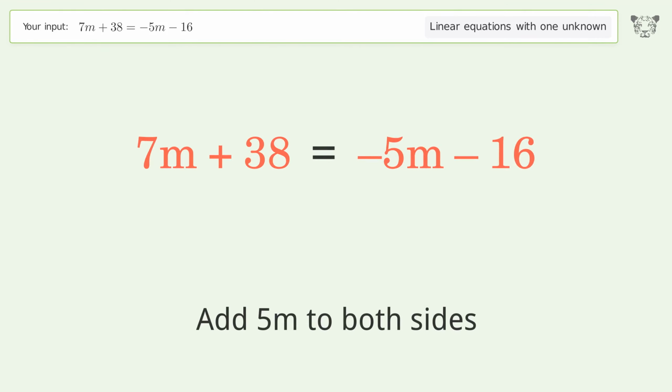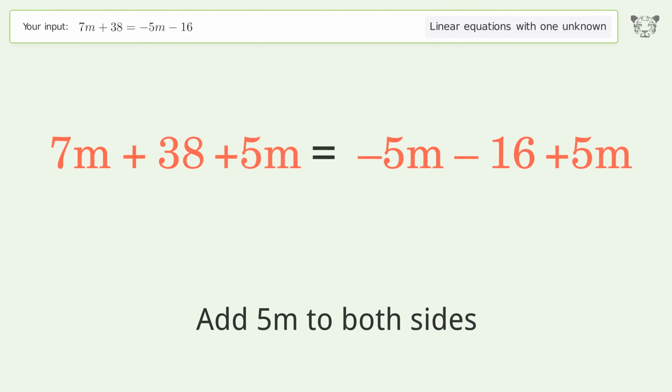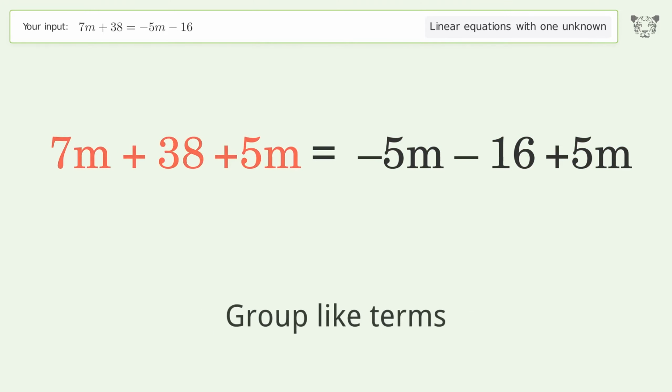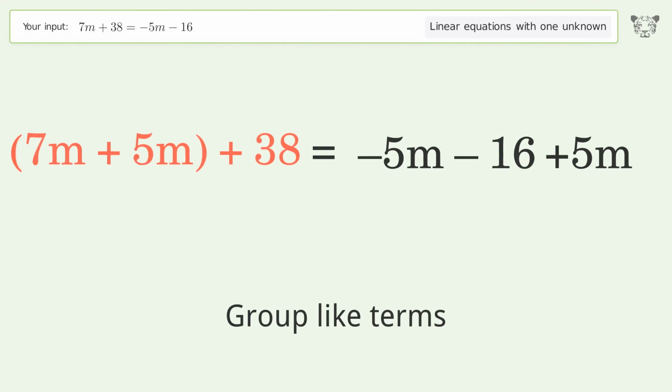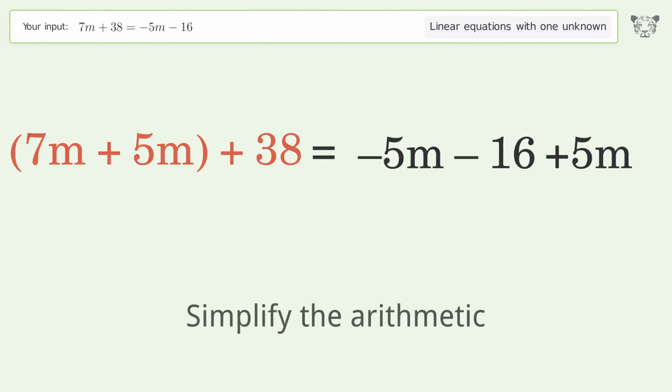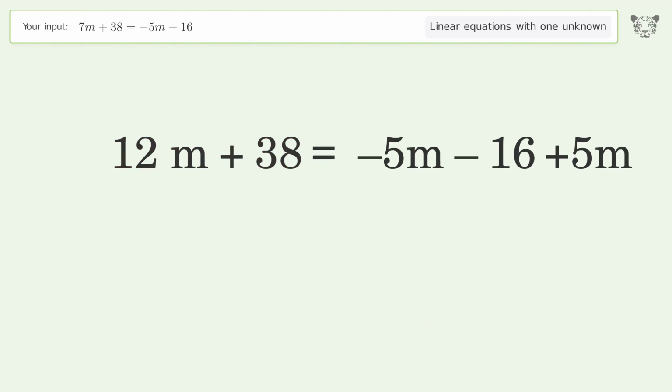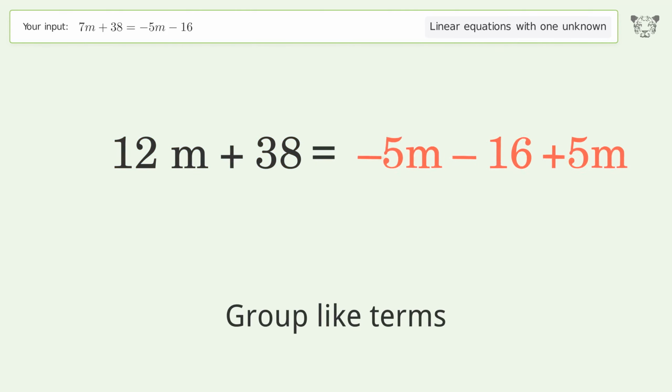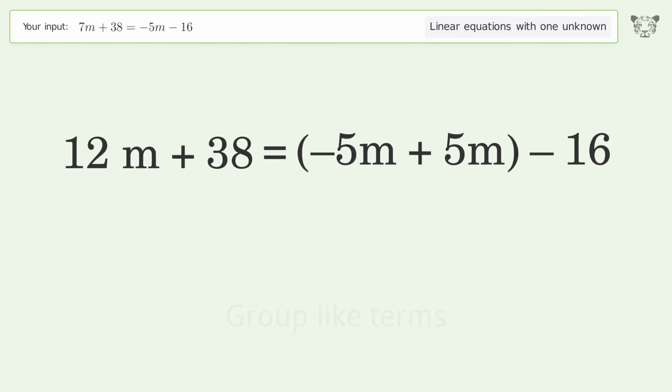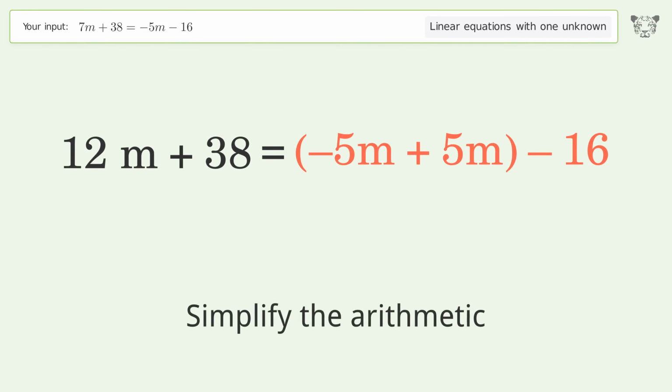Add 5m to both sides. Group like terms. Simplify the arithmetic. Group like terms. Simplify the arithmetic.